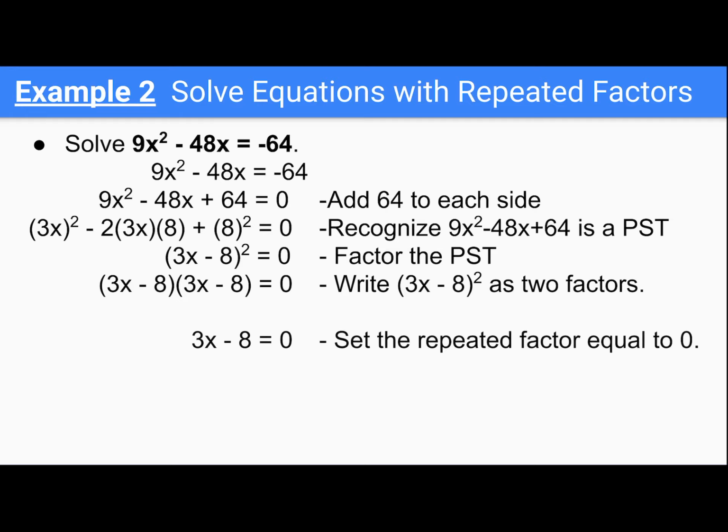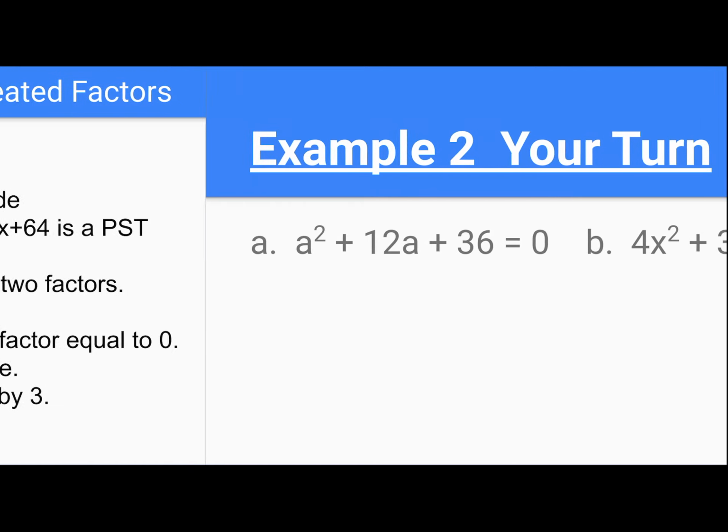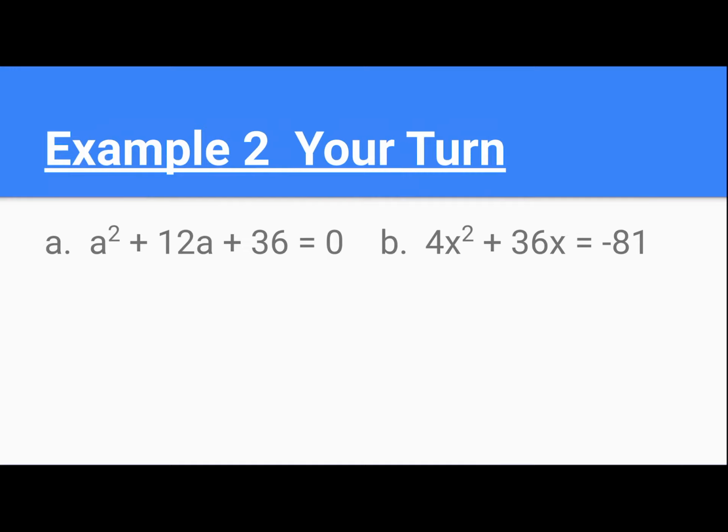Now this is just a two-step equation, so I'm going to add 8 to each side and then divide by 3, and I get x is equal to 8/3. So I have solved this equation because it has repeated factors. There are 2 your turns. Notice in A, it is already set equal to 0. And then B, you have to set it equal to 0 before you can start factoring it if it is a perfect square trinomial. So go ahead and pause this video and work that out.